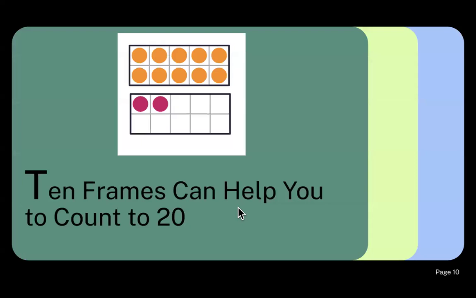10 frames can help you to count to 20. So this is what we see here. It can help the child to understand that if you have 12, the 1 means 10. And then here is the 2. So they can see place value with this as well. But you can help them count to 20.